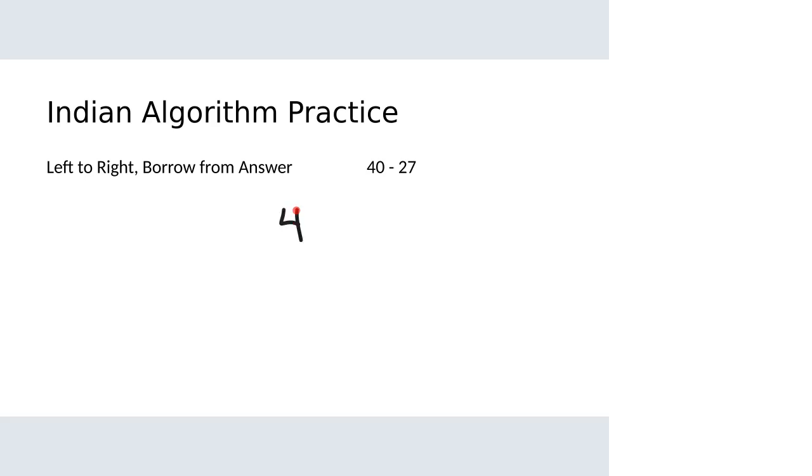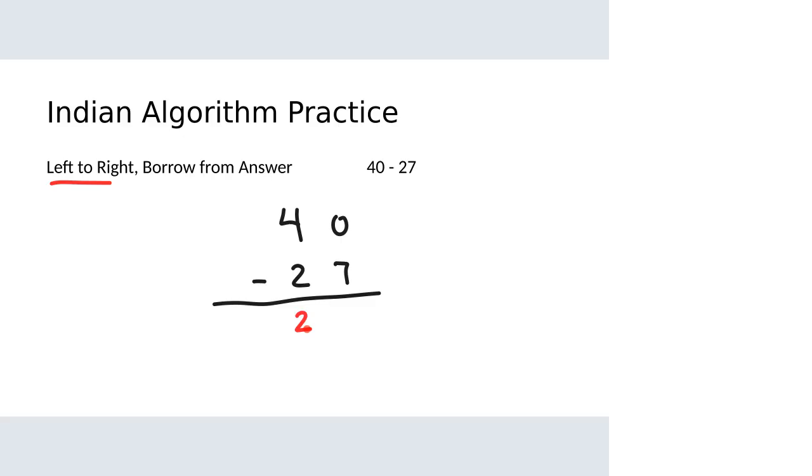So what we're going to do here is 40 minus 27, and we're going to use the Indian algorithm, also known as the European algorithm, to solve this. What I hope you did was, and the clues up there at the top of the page are really helpful, we're going to go from left to right. So I'm going to start with 4 minus 2. Okay, that's no problem. I get 2.